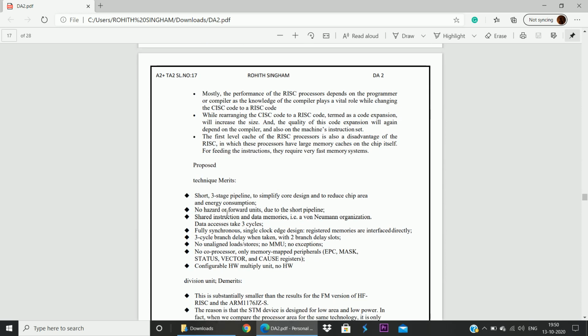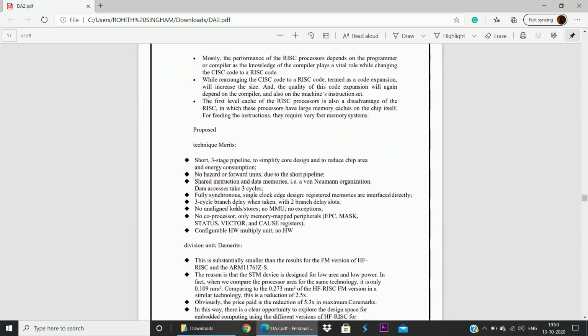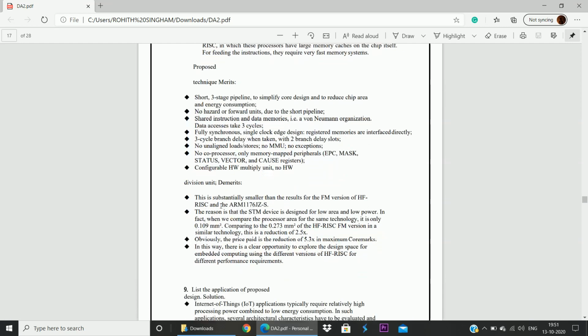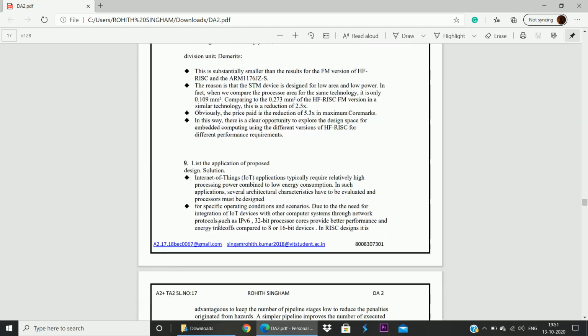Next is the proposed technique's merits. These are the 8 points I have mentioned here about the merits of the proposed technique. A short 3-stage pipeline to simplify code design and to reduce the chip area and energy consumption. No hazard of forward units. And these are the division unit demerits. These 4 points are about the demerits. I have collected this information from an online source, and some of the advantages are also listed in my journal paper itself.